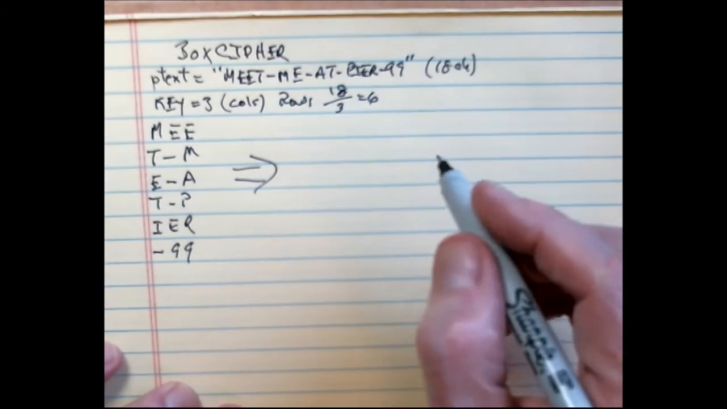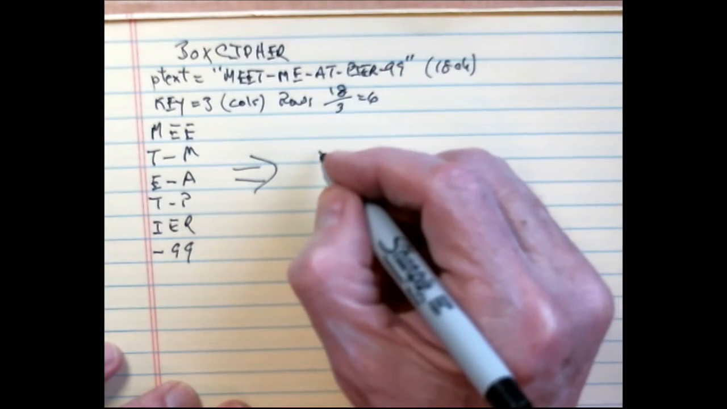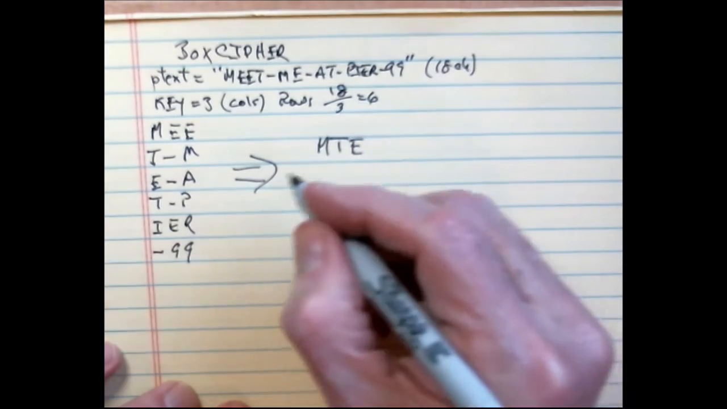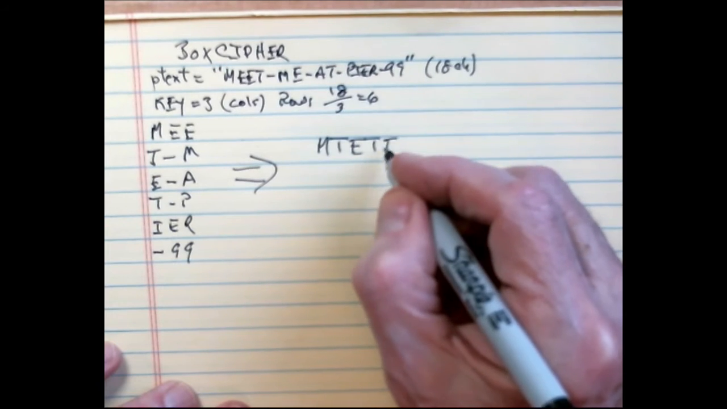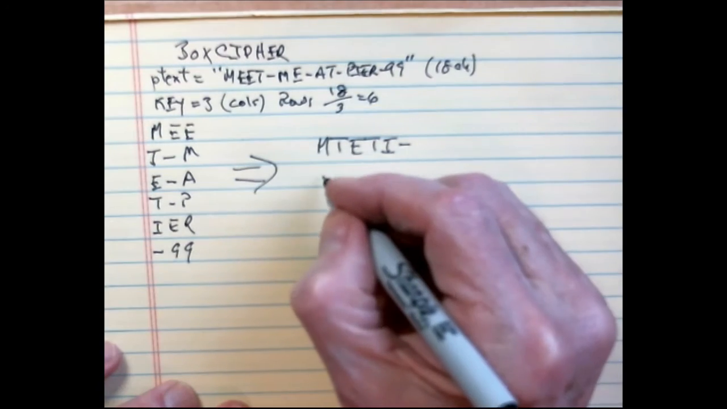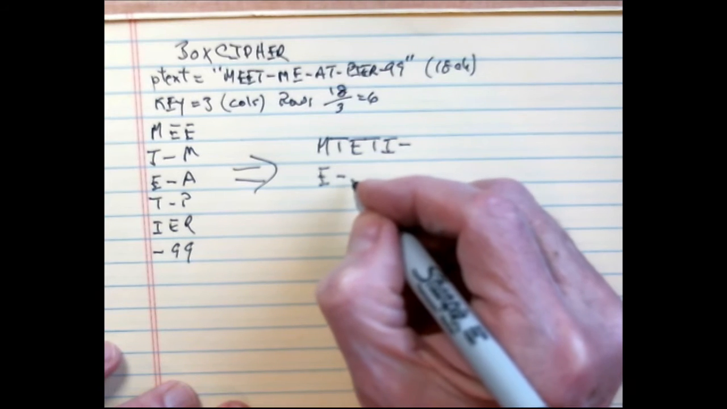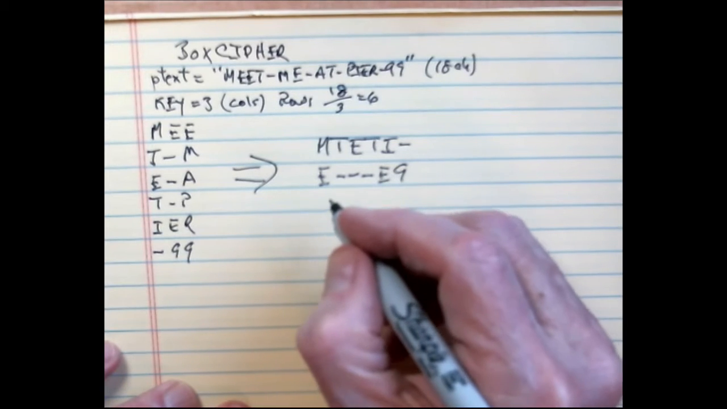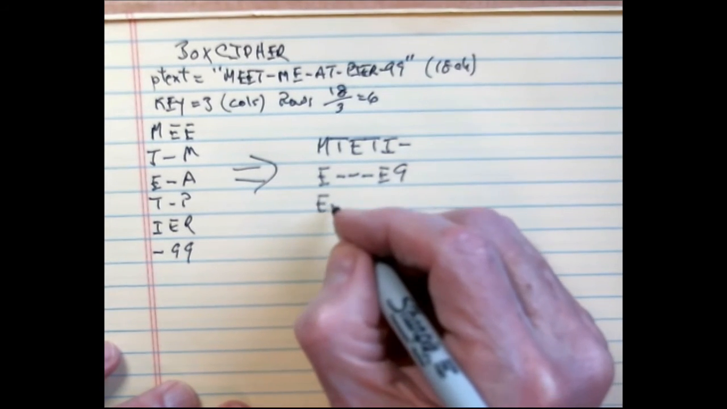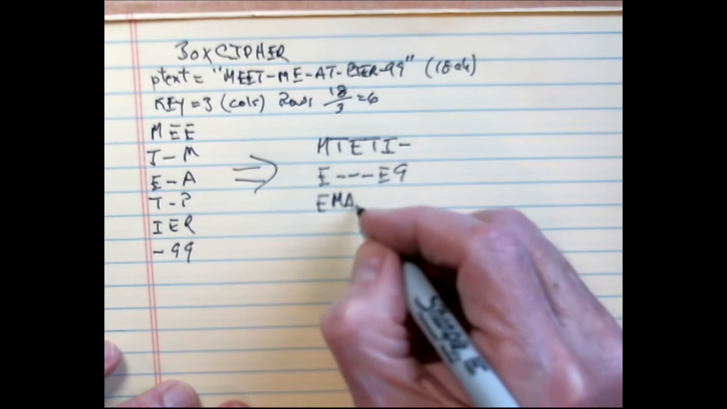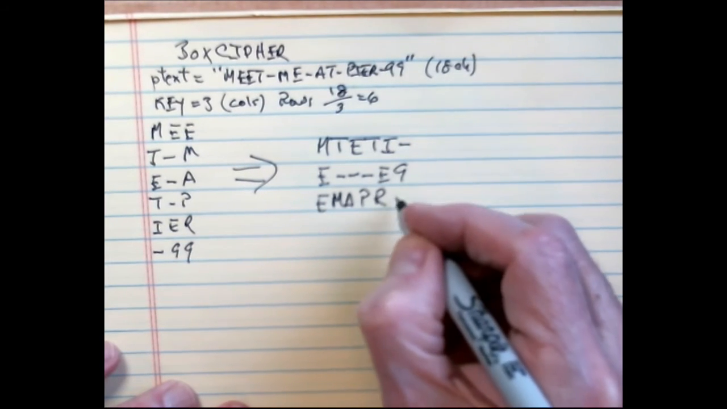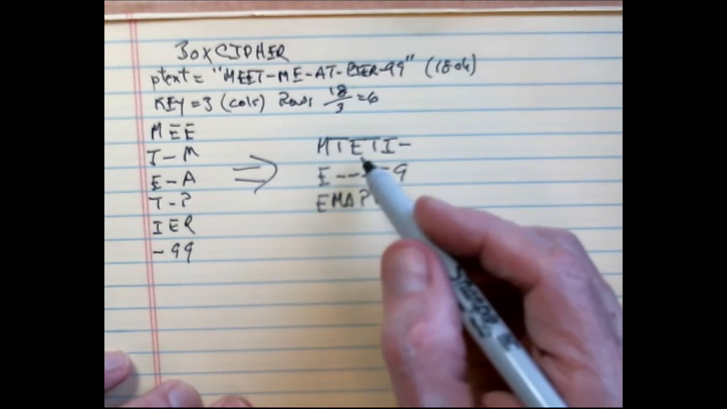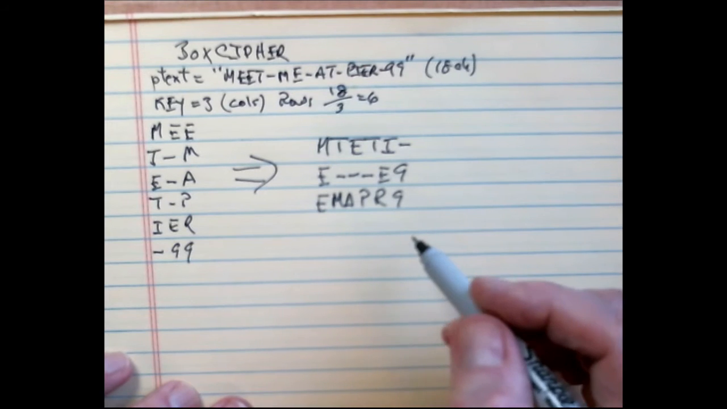We're going to flip it on its side, and then we'll have 3 rows, and the first one will be M, T, E, T, I, space. The second one will be E, space, space, space, E, 9. And the last one will be E, M, A, P, R, 9. Okay, and we'll just stick these together, and these 18 characters will be the ciphertext.